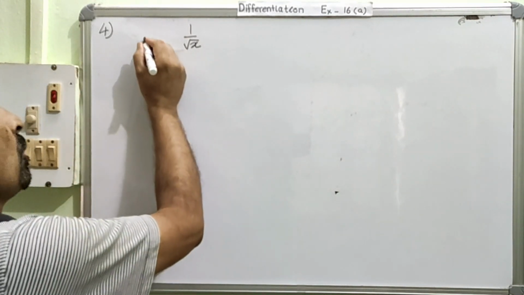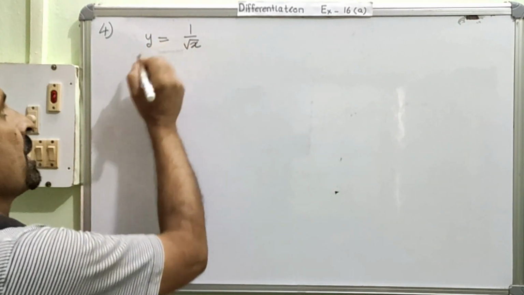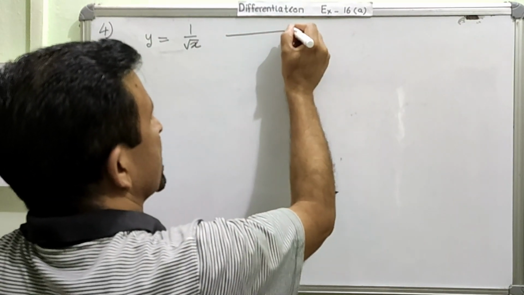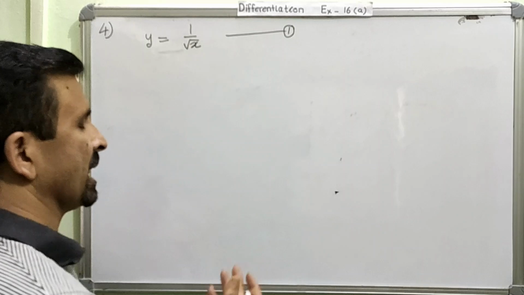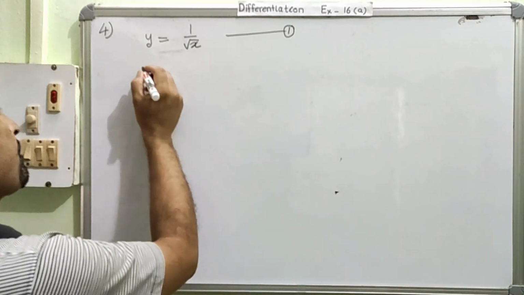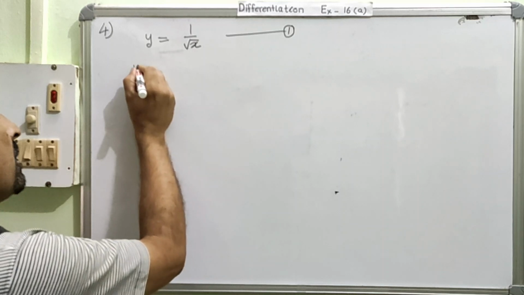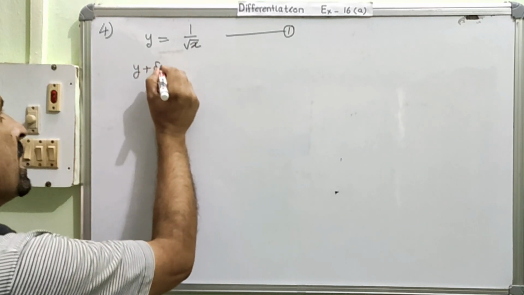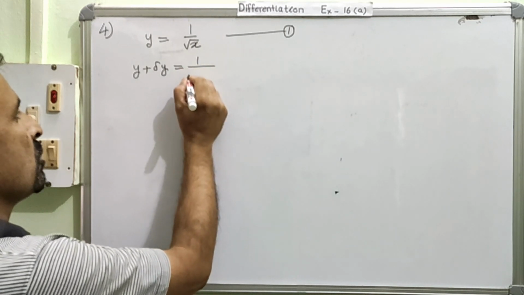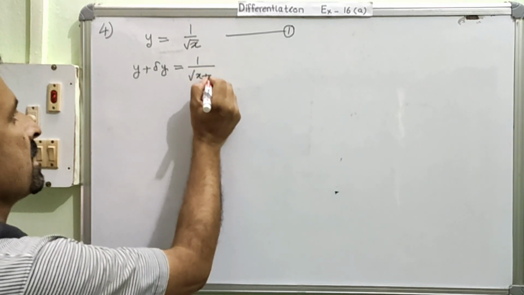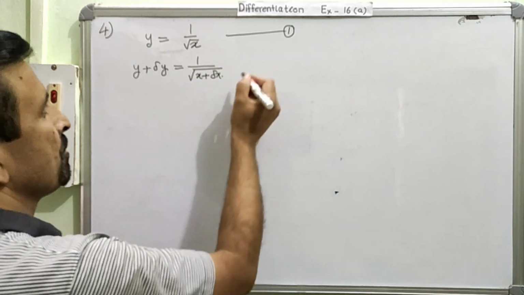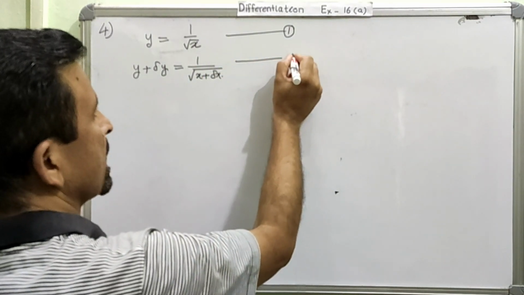Step number 1 is y is equal to, as usual, 1 over root x. Now we will name this as equation number 1 because this is a monomial and this cannot be simplified anymore. So we will just leave it as it is. Now step number 2 is y plus delta y is equal to 1 over root over x plus delta x. Is it okay? This is named as equation number 2.